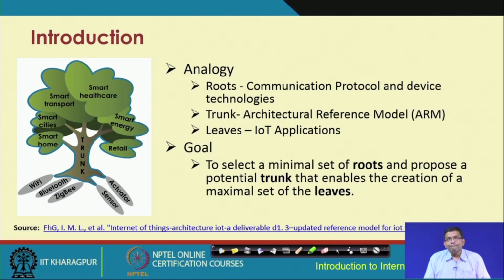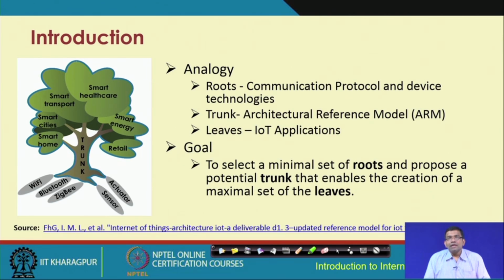At the very bottom of the tree are these roots. These roots are like communication protocols and device technologies. So, these protocols and device technologies are sort of like the roots of the tree. Technologies such as Bluetooth, Zigbee, Z-Wave, WirelessHART, Wi-Fi, sensors, actuators, these are the different roots of the tree.